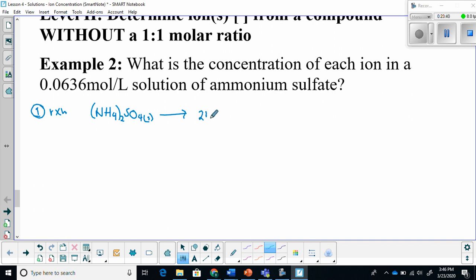Like I said, whenever we're looking for ion concentration, you have to write a dissociation reaction. So there are 2 ammonium, NH4 plus ions, plus 1 sulfate ion, which has a 2- charge. Perfect. Okay, we are looking for each ion, so I'm going to solve one with you, and then you can solve sulfate on your own. The second thing you need to do is list your known and your unknown.